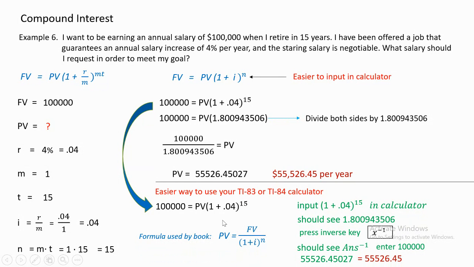The formula from the book, they like to use this formula. And actually, this formula derives from the original formula here. Because to solve for PV, don't you divide both sides by 1 plus I to the nth power? So it'll cancel on the right side, and then you have this on the left side. So this is another formula that they use. But like I said, in my opinion, this is the easier way to do it in your calculator.